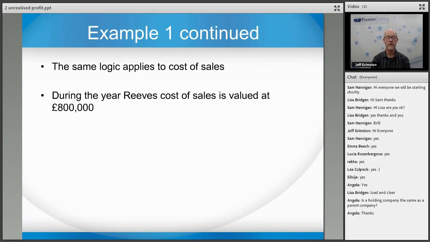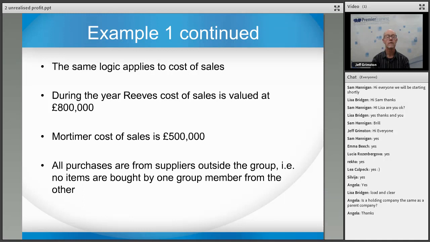Let's look at cost of sales. During the year, Reeves makes purchases, cost of sales valued at £800,000. Mortimer buys £500,000. Everything is bought from suppliers outside the group. Nothing is bought by one group member from the other. Actually, we already knew that because there was no sale from one group member to another. So plainly, if there's no sale, there can't be a purchase.